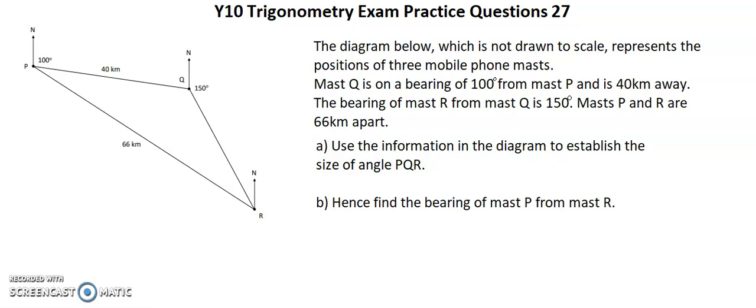The bearing of mast R from mast Q is 150 degrees. Mast P and R are 66 kilometers apart. Use the information in the diagram to establish the size of angle PQR.